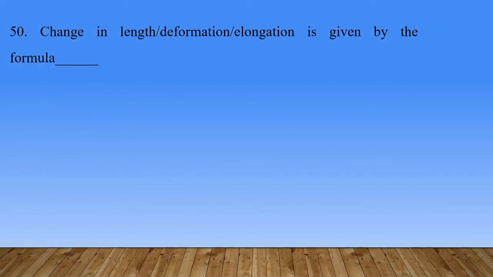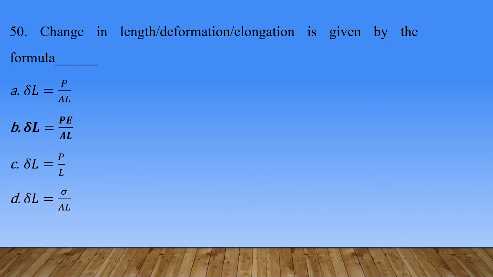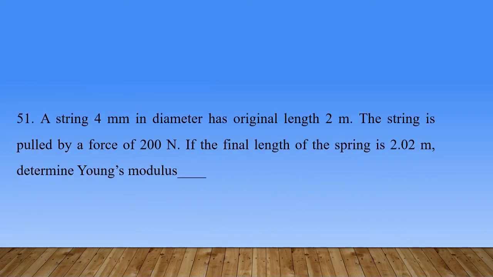Question number 50. Change in length or deformation or elongation is given by the formula. Option A delta L is equal to P divided by AL, option B delta L is equal to PL divided by AE, option C delta L is equal to P divided by L, option D delta L is equal to sigma divided by AL. So the correct answer is option B, that is delta L is equal to PL divided by AE.